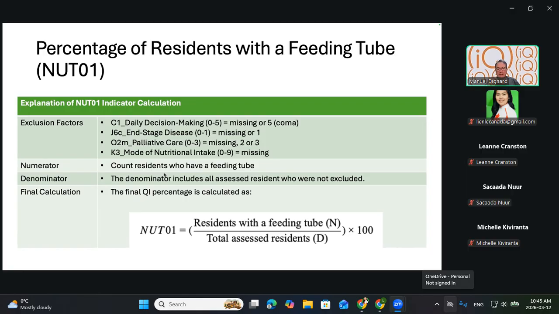Okay, it supports ethical decision making. It promotes resident-centered care. It helps us reflect on whether the tube is being applied appropriately and ethically.